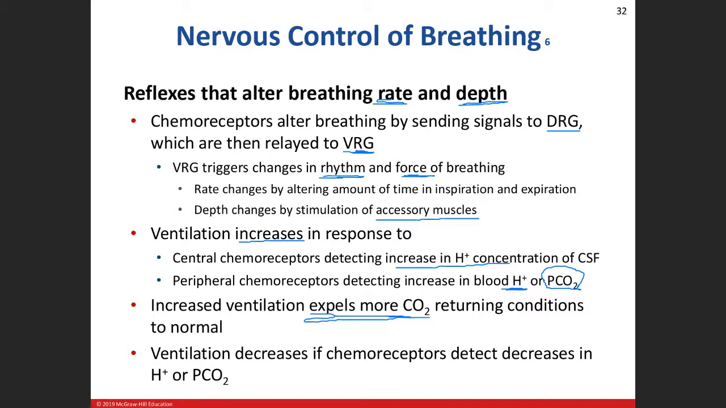Well, that's great as we breathe off the carbon dioxide, because remember, carbon dioxide and water are going to help make carbonic acid. We'll get into that when we talk about the buffering portion, but that plays a role in the pH value of our blood or the cerebral spinal fluid. If we increase our breathing, then we can get rid of more carbon dioxide and therefore decrease the amount of hydrogen ions present, basically increasing the pH value, getting us more towards neutral, 7.4. That's our goal, 7.4. Conversely, if we see decreased levels of hydrogen ion or carbon dioxide, then our ventilation will decrease.